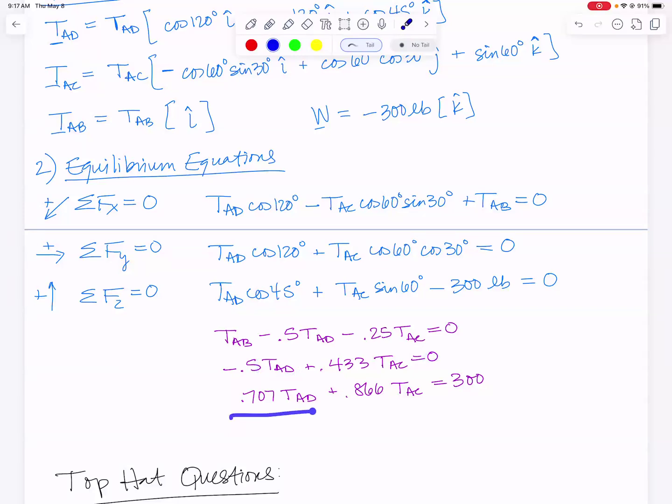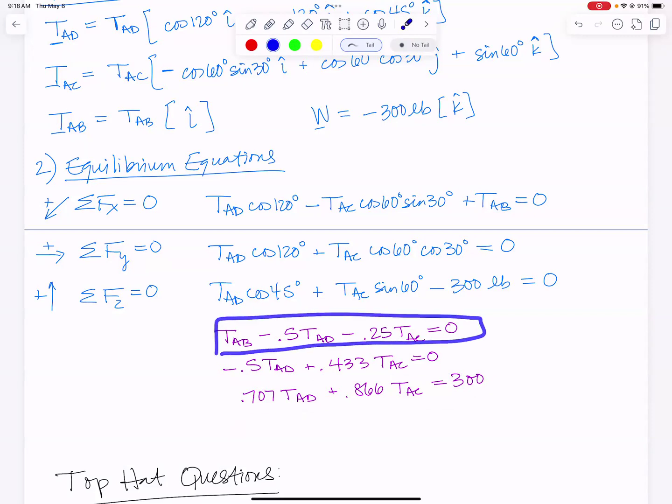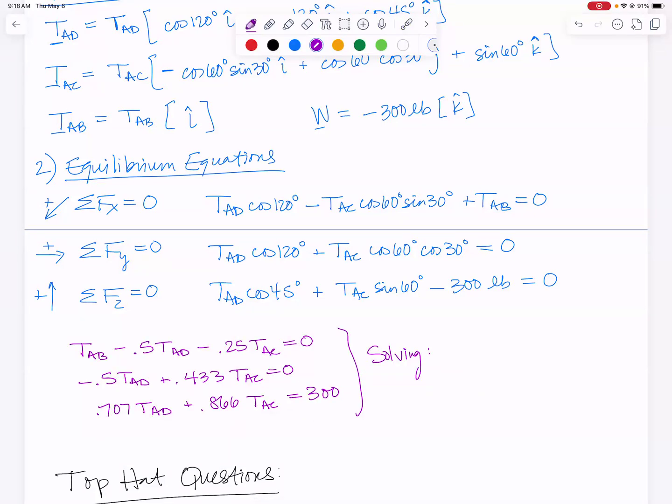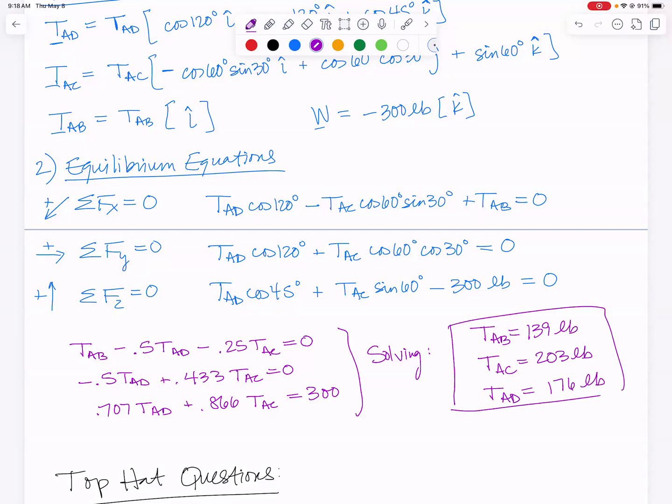Then I'll go to my next equation that only has two unknowns and eliminate that variable from this equation, so I can solve for, for example, TAC, plug it in and get TAD. And then I'm going to use this equation that has all three unknowns very last to solve for TAB. Solving all of that, we get TAB is 139 pounds. TAC comes out to be 203 pounds. And TAD comes out to be 176 pounds. Those are all rounded to 3 sig figs.